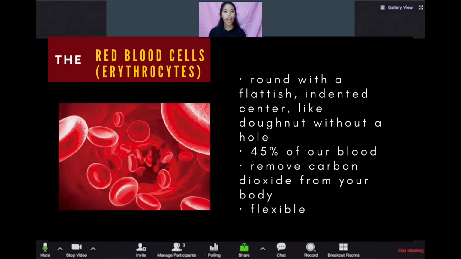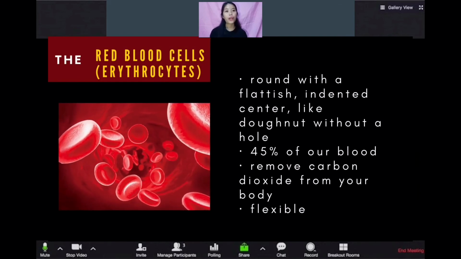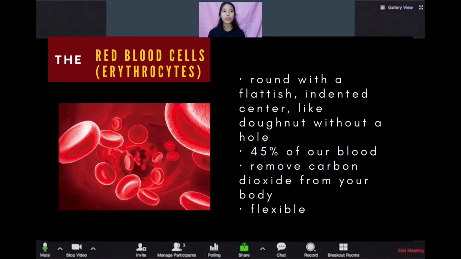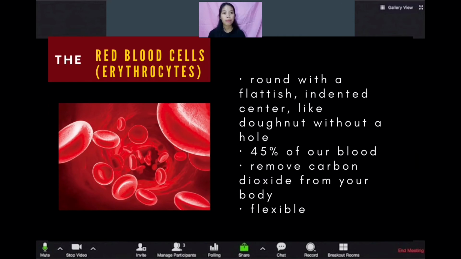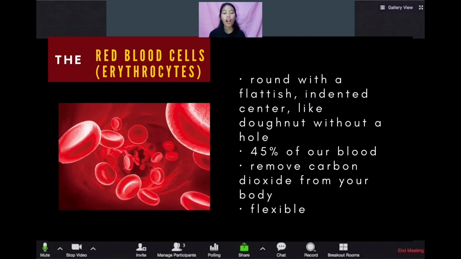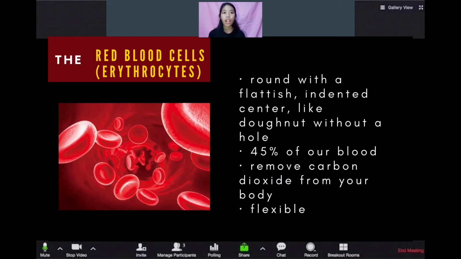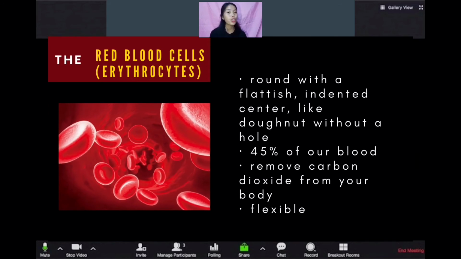Next, we have red blood cells or erythrocytes. It is round with a flattish indented center, like a donut without a hole. It makes up 45% of our blood. It carries oxygen from the lungs to the tissues and removes carbon dioxide from your body, bringing it to the lungs for you to exhale.